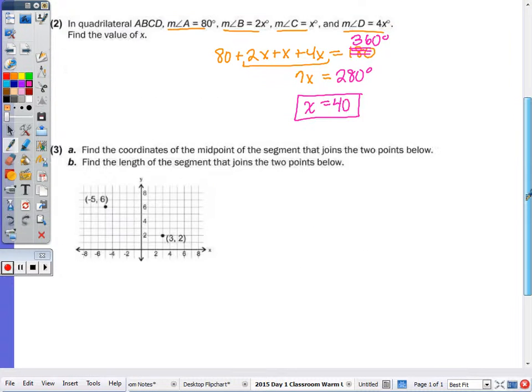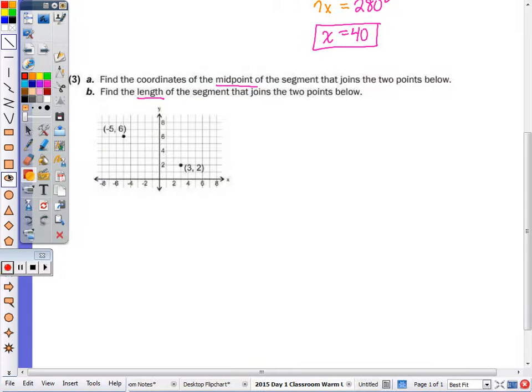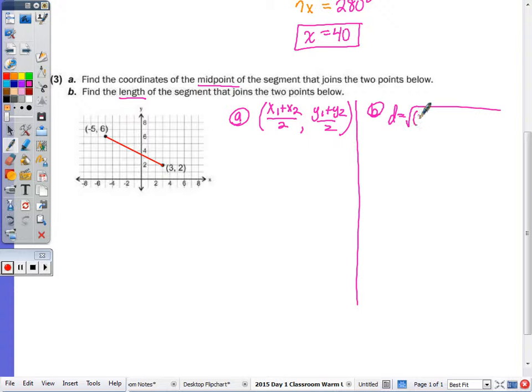In number 3, part A wants us to find the midpoint of the segment that joins the two endpoints and then find the length. So I'm first going to connect part A and B. I'm going to write down the two formulas. Midpoint formula is the average of the x's and y's. Distance is the square root of x2 minus x1 squared plus y2 minus y1 squared.